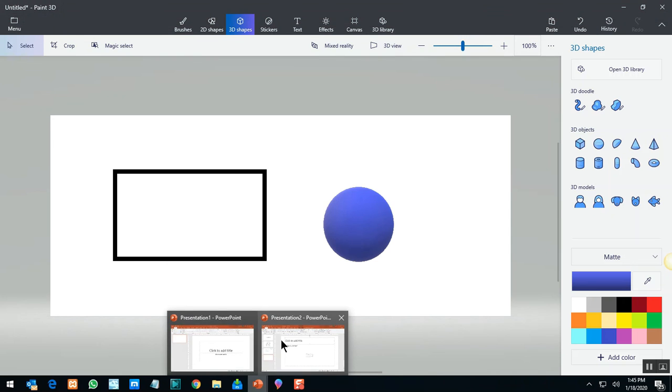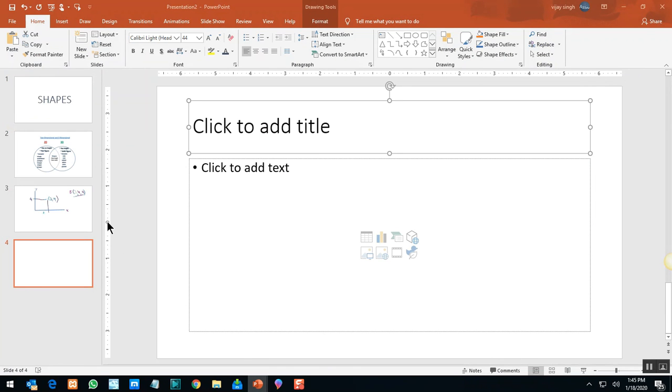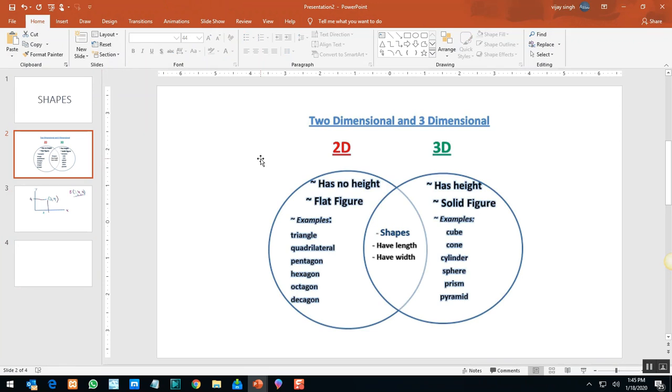I hope by today's class everybody has understood, so I'll revise it once more. What is the difference between flat shapes and solid shapes? A flat shape is a 2D shape and a solid shape is a 3D shape. A flat shape does not have any height, it's a flat figure, whereas 3D or solid shapes have height and are solid figures.